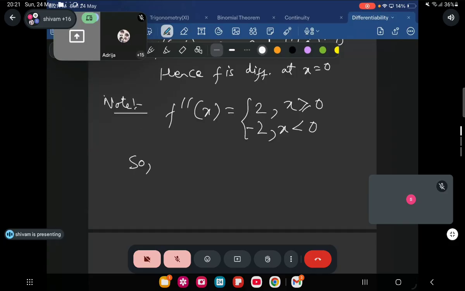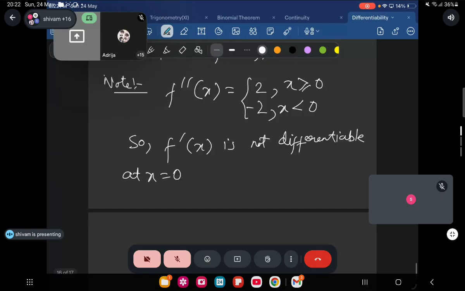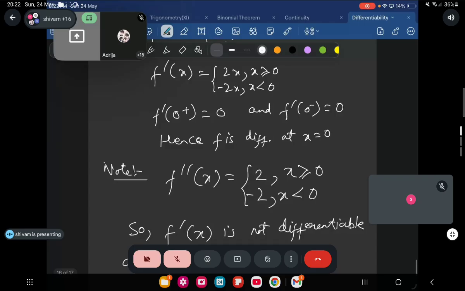So we can say that f double dash x is not differentiable. If we differentiate f double dash x, we get f triple dash x. Okay. Differentiable at x equal to 0. Tell me. Anyone having any doubt, you can ask me now. Tell me. f dash x is not differentiable at any value of x.